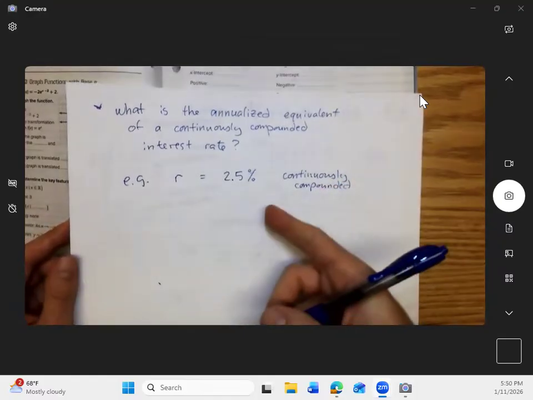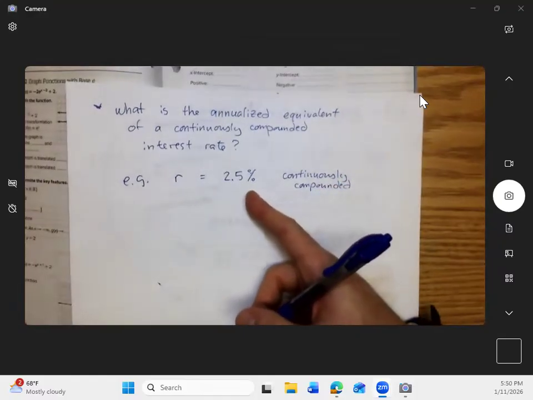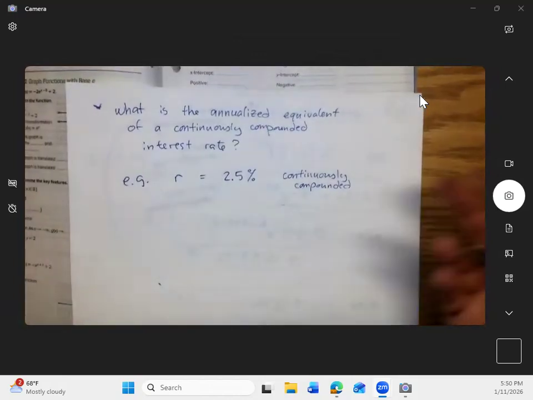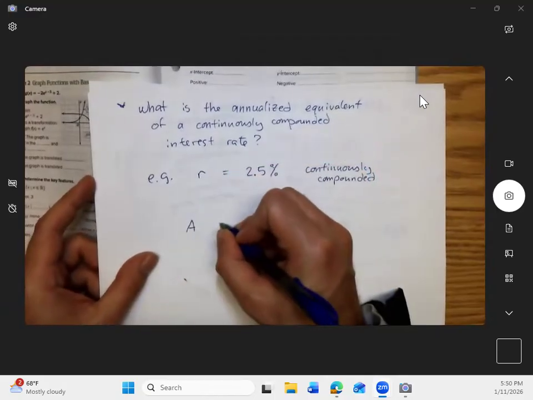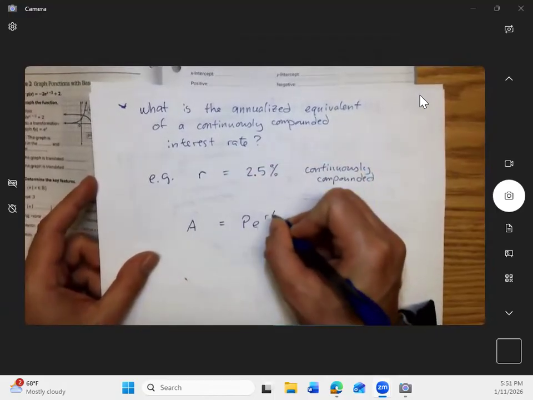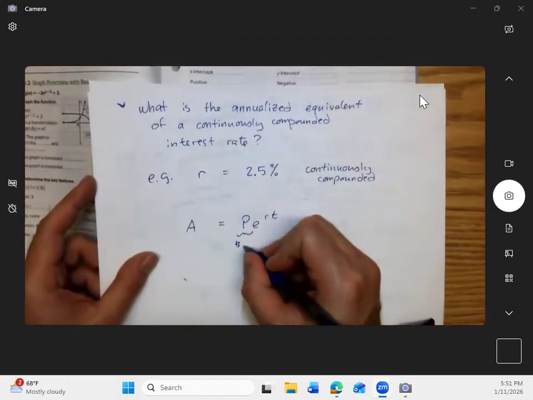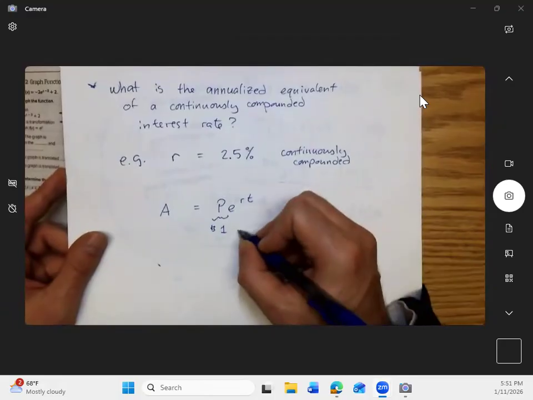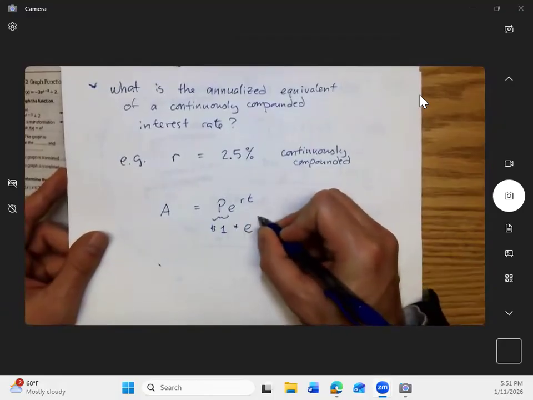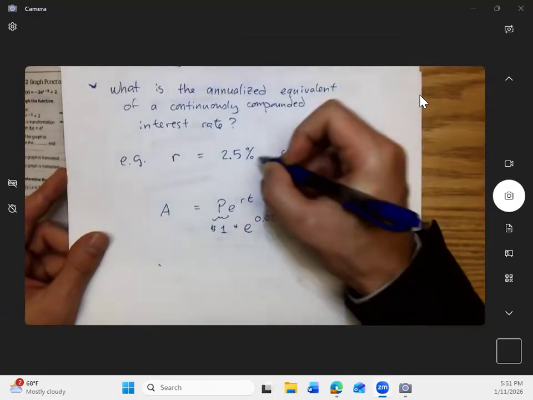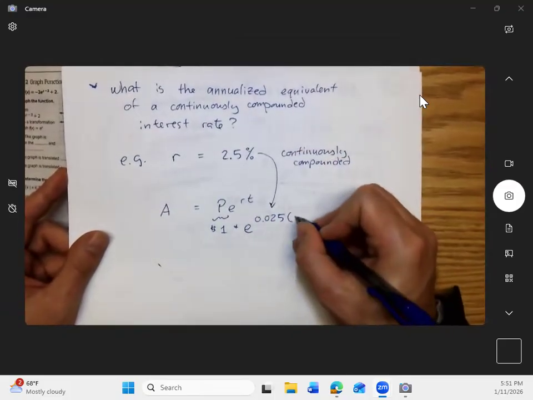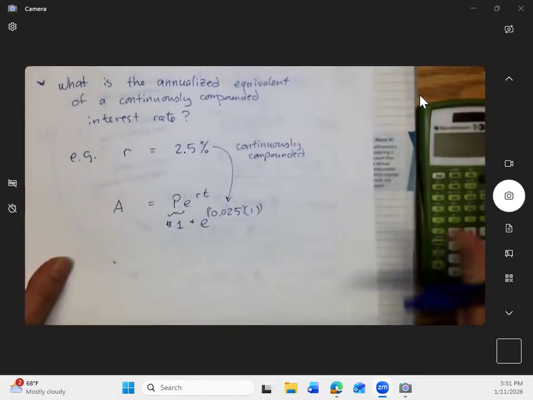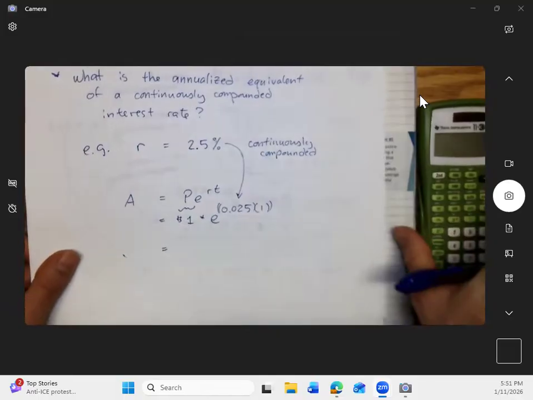So what is this equivalent to? The bank could have advertised a slightly bigger rate, annualized equivalent, right? And what would that be? Well, we can do this. Let's do A equals P e to the rt. Now I'm going to let principal be $1. You could make it any amount of money, but I think this is going to give you most obviously what the answer is. Times e to the 0.025. That's what 2.5% is. And we'll let that run for 1 year. And then from this, you'll be able to see the answer is going to stand out.